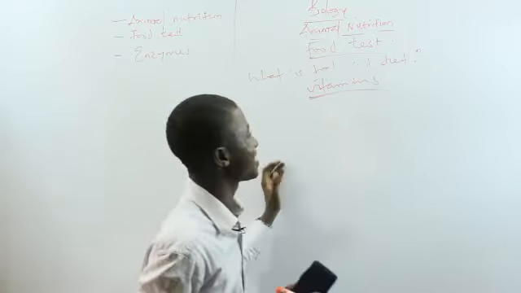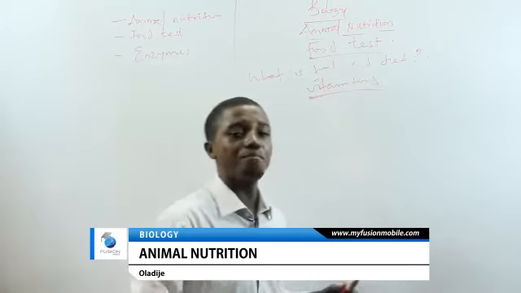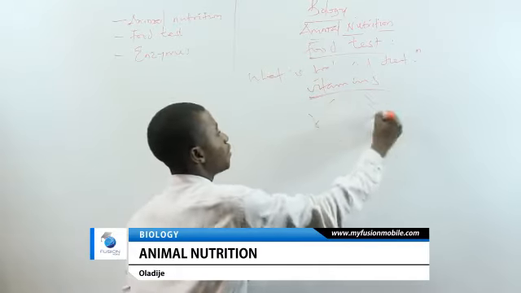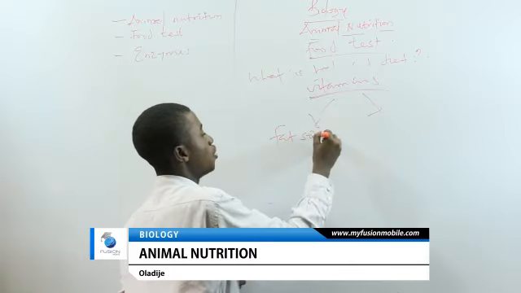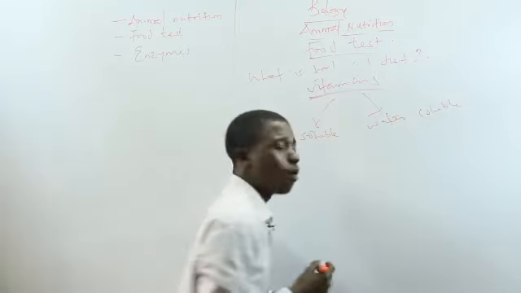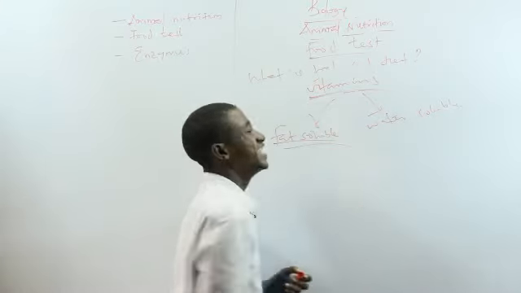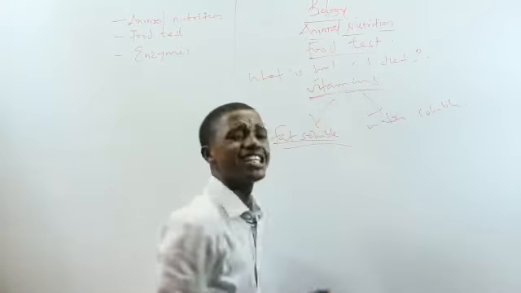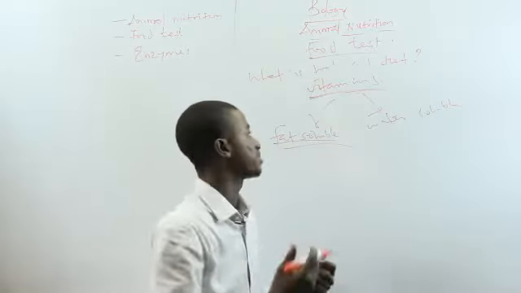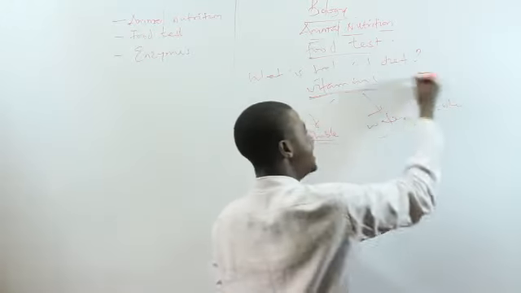And now that we've been able to establish the definition of vitamins, we would now be looking at the types of vitamins. Vitamins are basically divided into two. We have the fat-soluble vitamin and we have the water-soluble vitamin. Now, what do I mean by fat-soluble? Fat-soluble simply means the vitamin can dissolve in fat. Solubility talks about the dissolving ability of a substance. Water-soluble means it can dissolve in water.